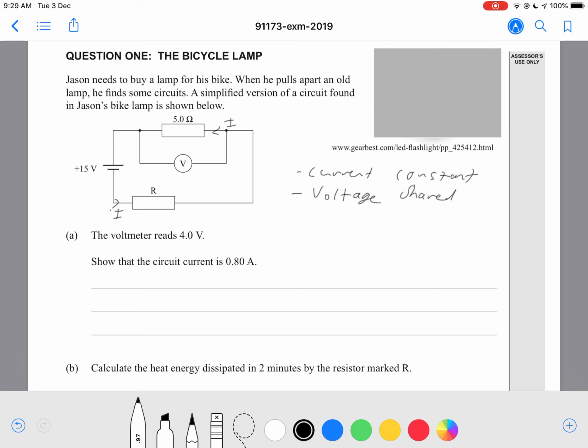So using this, we know that the voltage through the 5 ohm resistor is 4 volts. And we know the resistance of the 5 ohm resistor. So we can use the relationship of V equals IR in order to find our current. So we know our voltage is 4 and our resistance is 5. We can rearrange to find our I, which is 0.8 amps. And a justification sentence, you could say in series, current is constant.